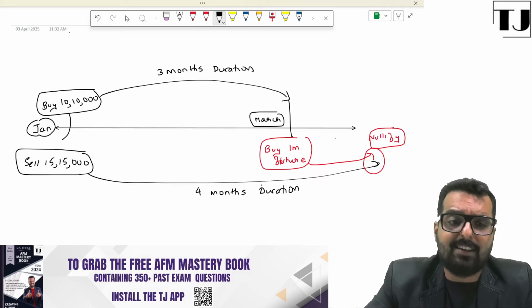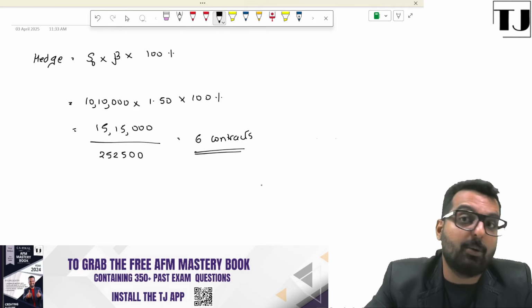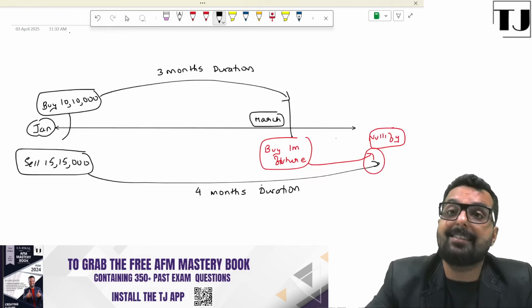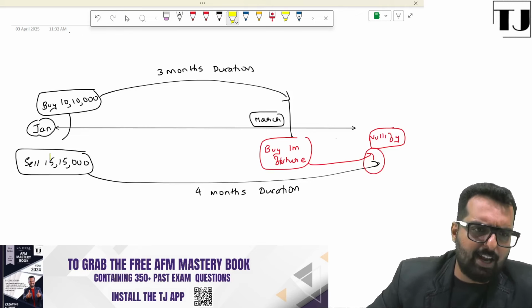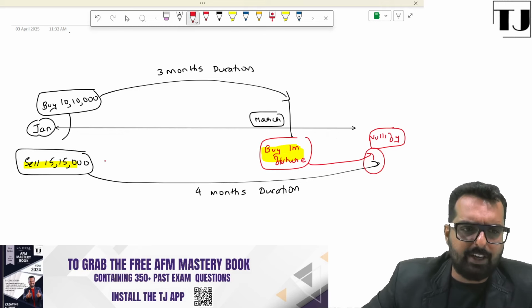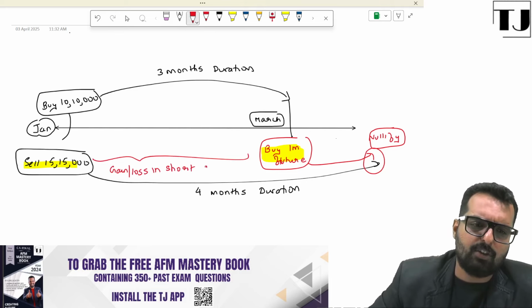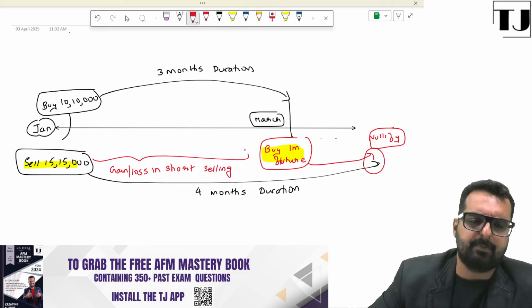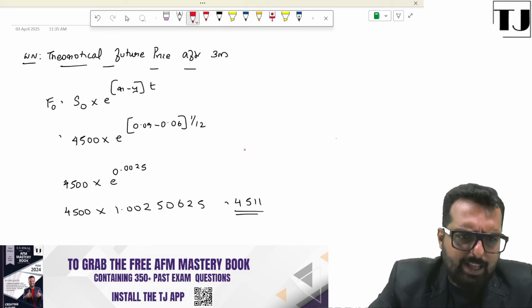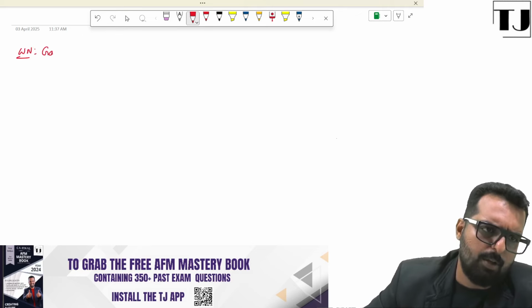We have got the answer as 6 contracts. Initially, you're selling 6 contracts. Subsequently, what are you doing? You are buying 6 contracts. So this is the initial contract, sell, subsequent contract, buy. So they want to find out what is the gain or loss in the short selling position. Everybody clear with this part? Therefore, I'll just come and show you. I'll write down the final working note now.